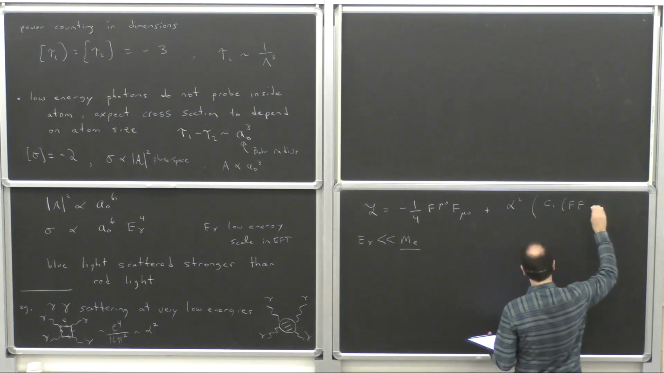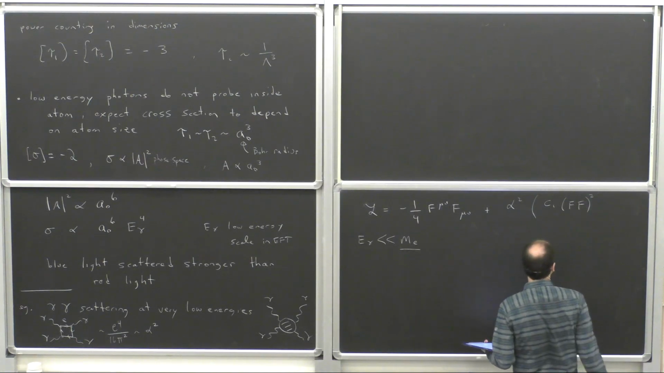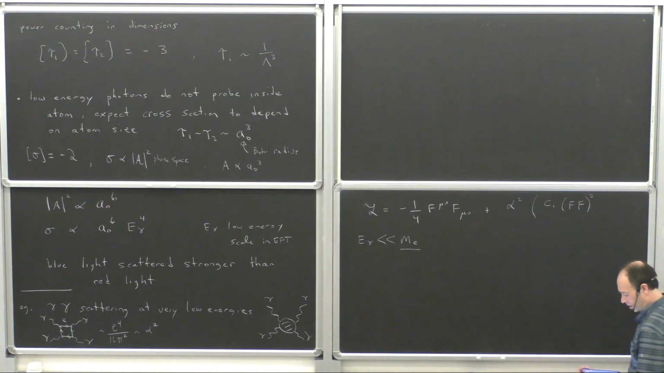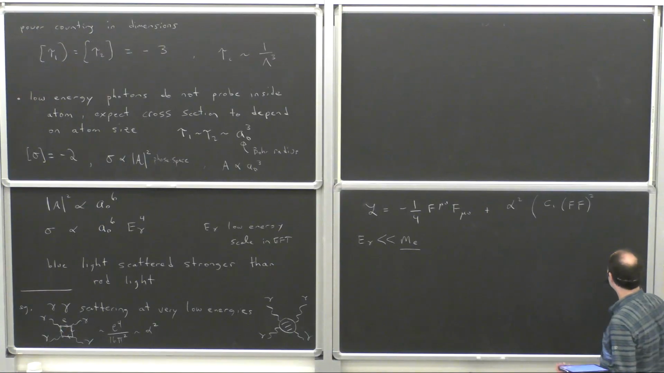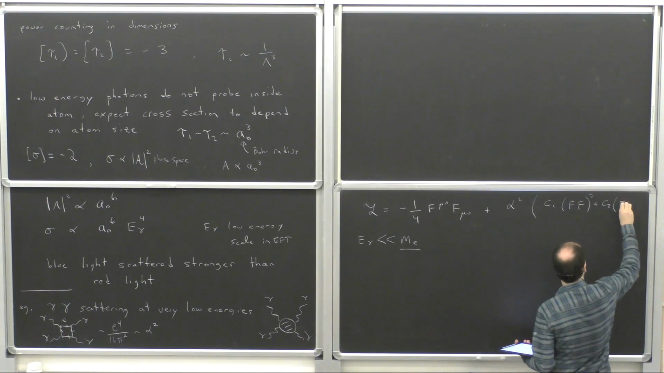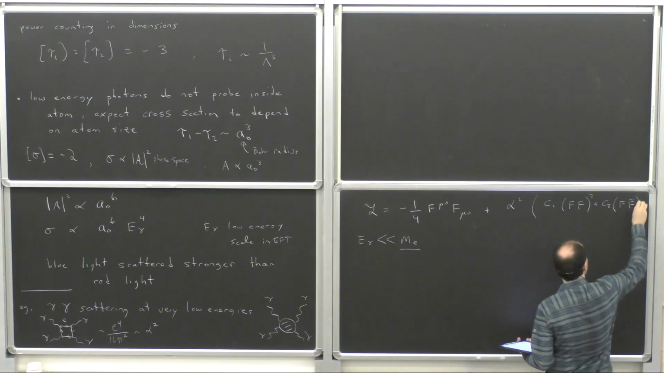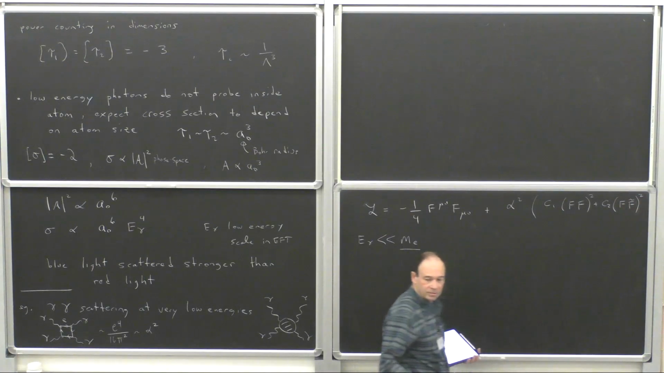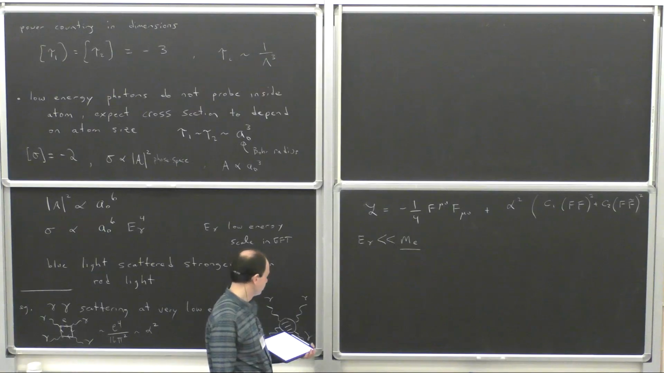Charge conjugation is again obeyed. I don't have 3 Fs, but I can have 4 Fs. So I could have a term like this where the Fs are contracted and I square it. I could also take an F and an F dual and square that because I have 2 F duals. Parity is going to be fine. And this is an independent operator.